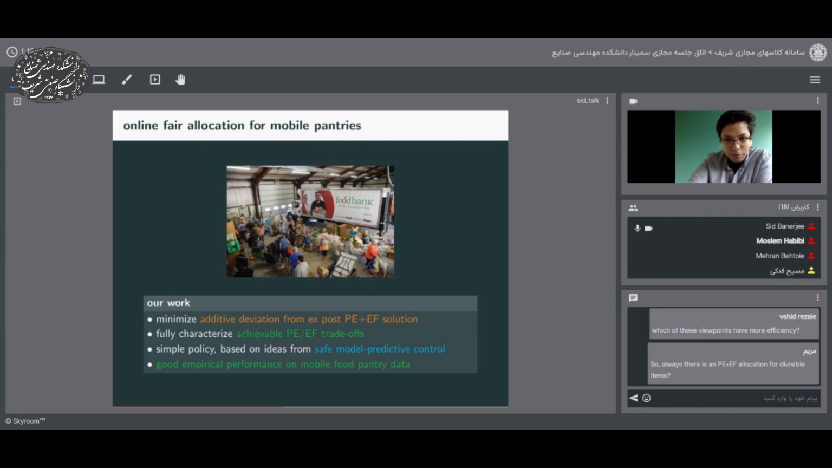So there's usually a shortage of food, and the food bank isn't able to give as much as the demand is in each location. So they need to decide how much to give. They need to decide at each location what's the right amount of food to give out.